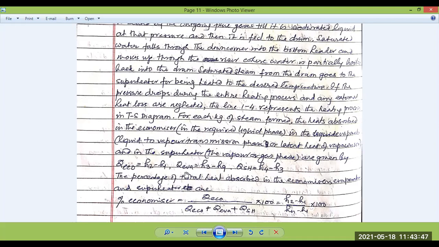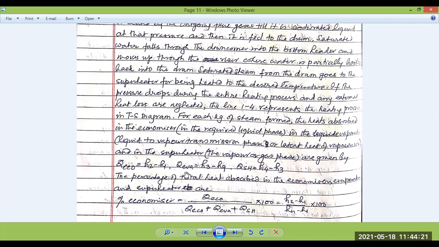So there are three phases of heat addition, or three phases of enthalpy changes. First, heat is added from H1 to H2 in the economizer. In the evaporator, from H2 to H3, the water is heated and boiled to steam. Then in the superheater, H4 minus H3, it is totally superheated to a temperature around 500 to 700 degrees centigrade.